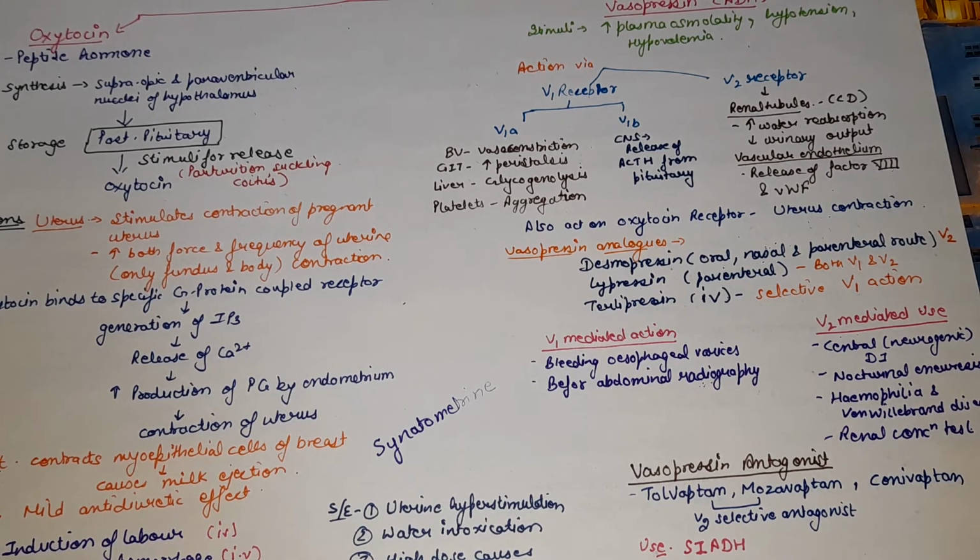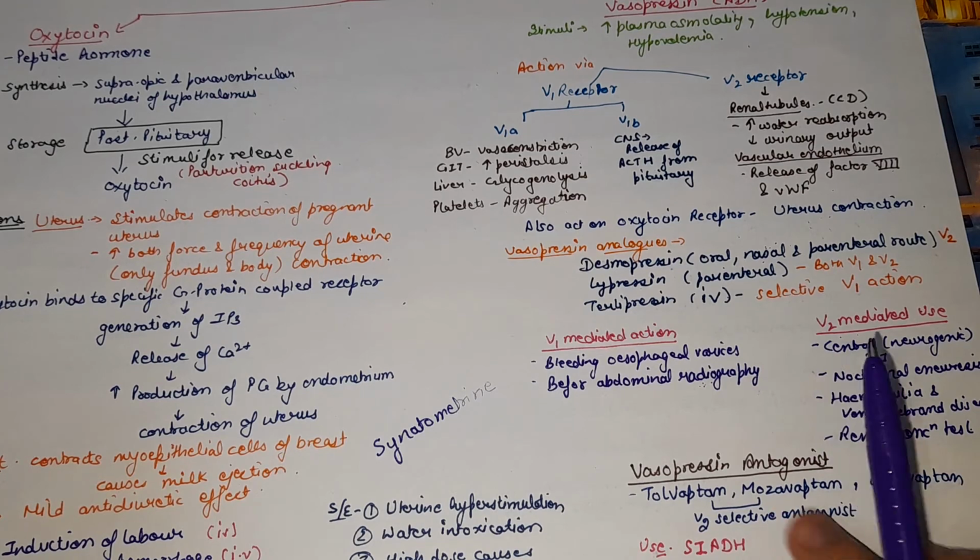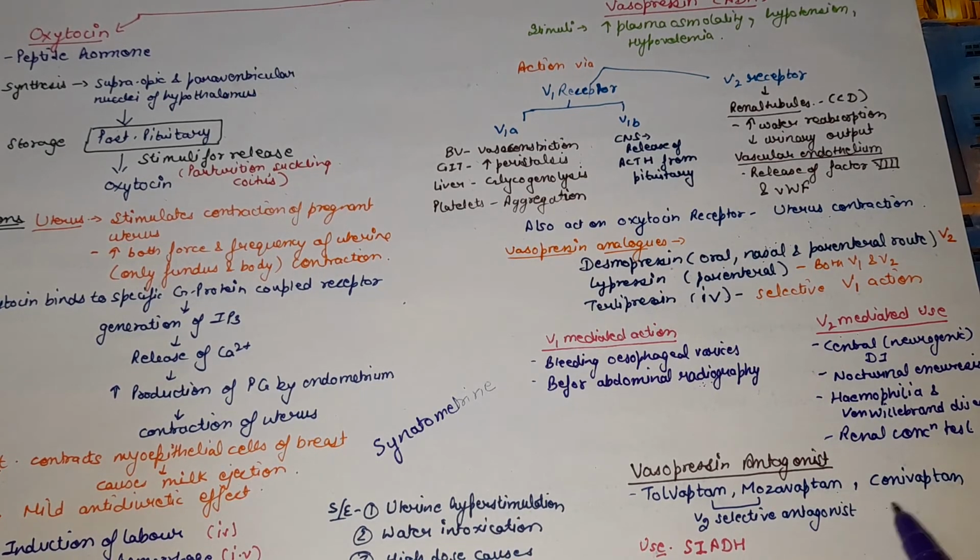Next, vasopressin antagonists are also present, like tolvaptan, mozavaptan, and conivaptan. These have selective V2 action, meaning they act as antagonists only on the V2 receptor. So they are used in the treatment of syndrome of inappropriate antidiuretic hormone, that is SIADH.